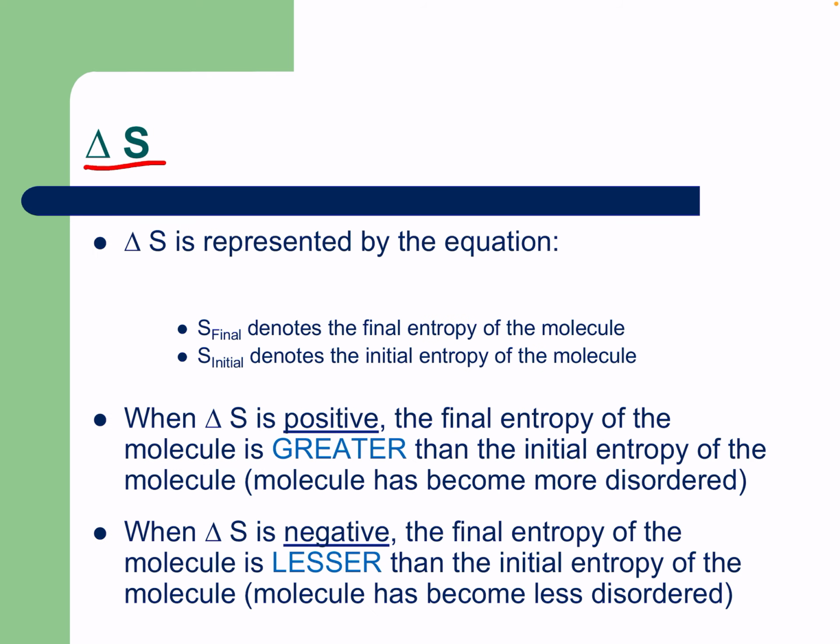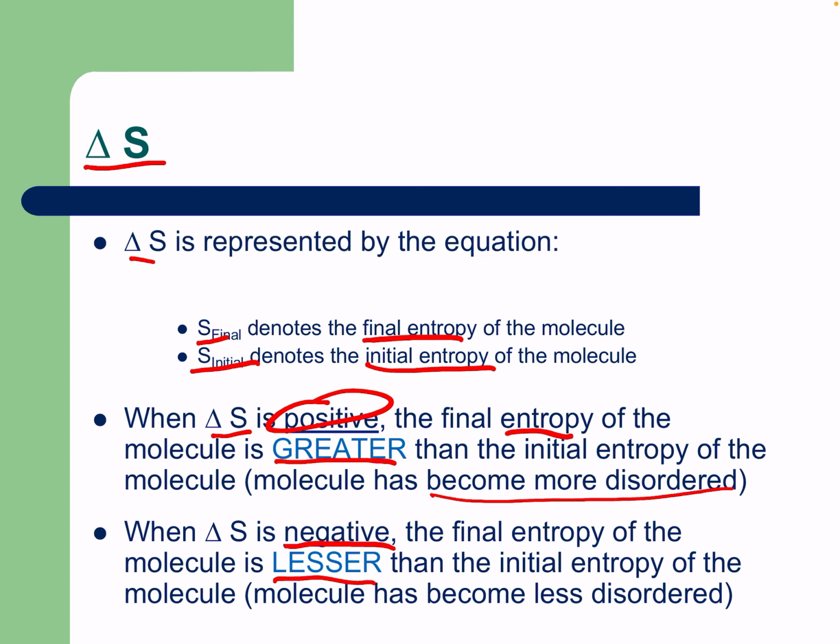So again, our change of S. Change of S is represented in equations where we see S final and S initial, which are the final entropy and initial entropy. When change of S is positive, the final entropy of the molecule is greater than the initial entropy, and it has become more disordered. When change of S is negative, the final entropy of the molecule is lesser than the initial entropy, and it has become less disordered.